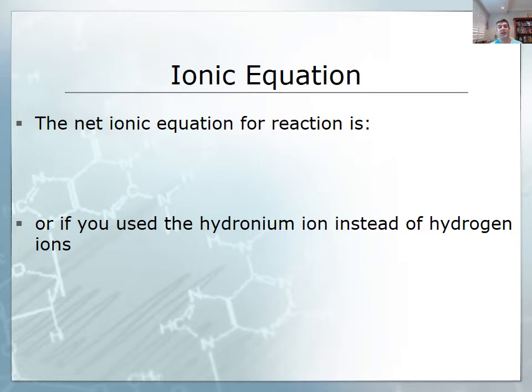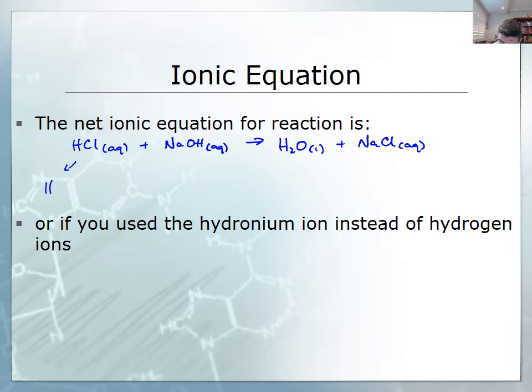When we think about the net ionic equation for this particular reaction, if we write the full equation, we get hydrochloric acid, aqueous solution, plus sodium hydroxide in aqueous solution, produces water as a liquid, and sodium chloride also in solution. So when we separate this into its ions, we have H+, Cl-, Na+, OH-, H2O liquid, which doesn't ionize, well, not very much, so we leave it in its liquid form, and sodium and chloride ions.